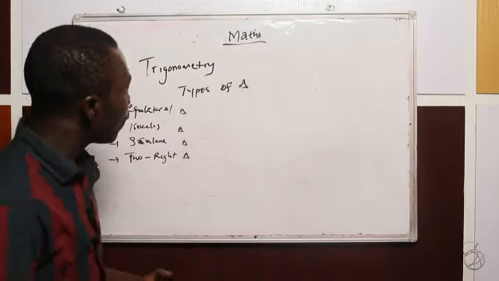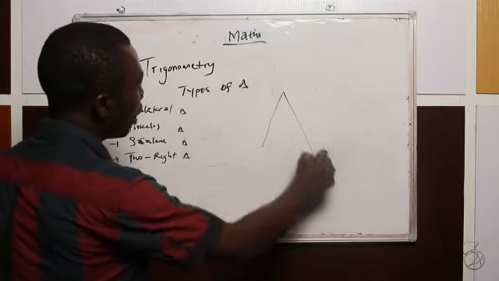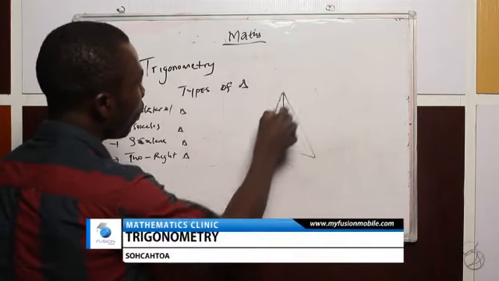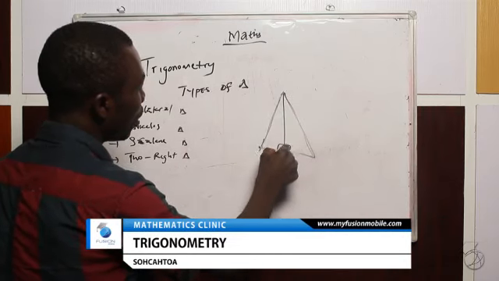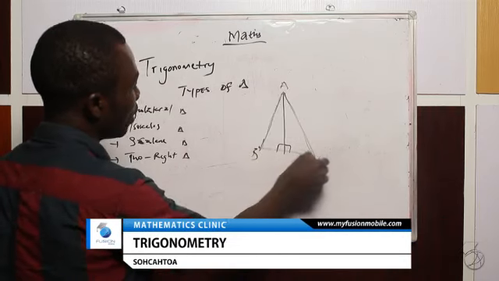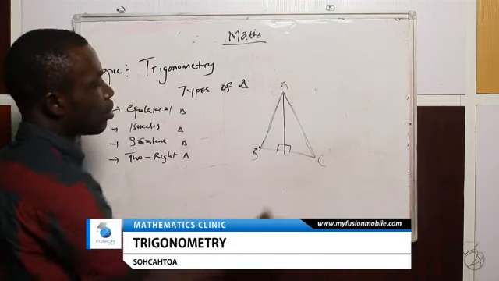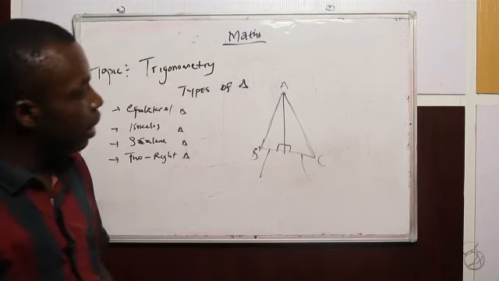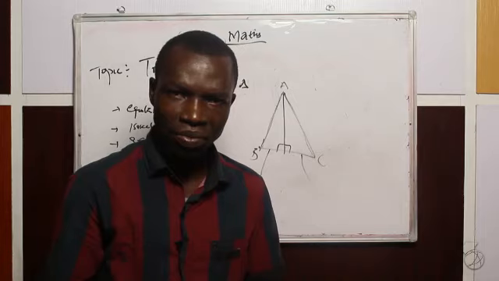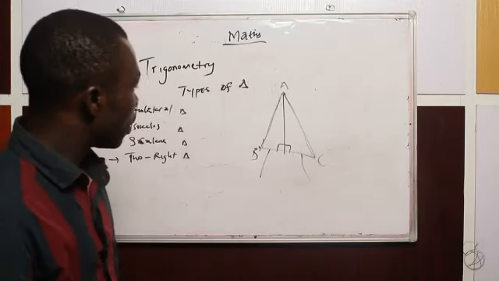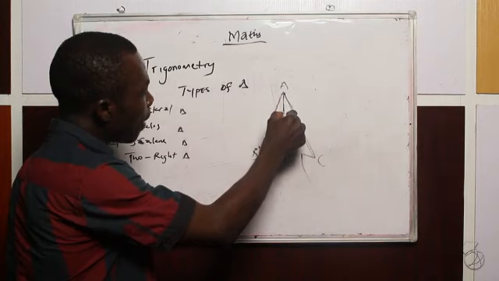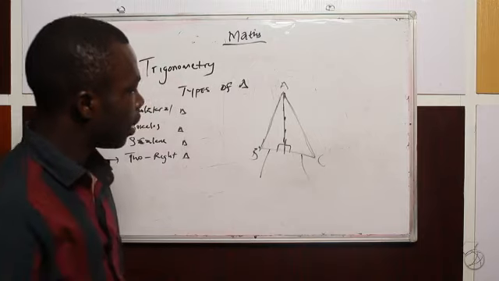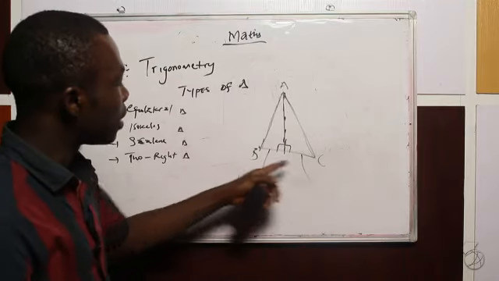Now, if a triangle ABC is bisected into two equal parts, it forms two right angle triangles, one right angle triangle and another right angle triangle. Good. This point shows a bisector perpendicular to BC. From here, this is A, this is B, this is C.